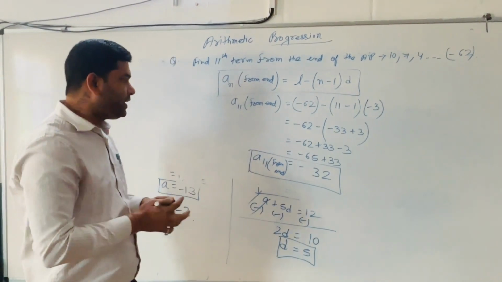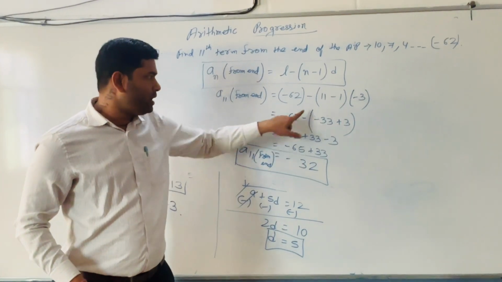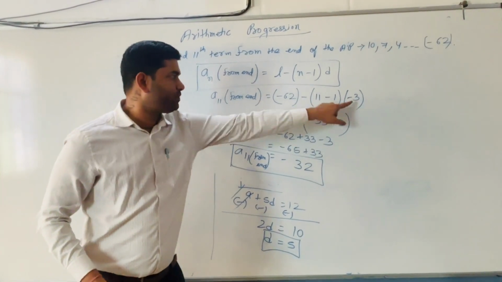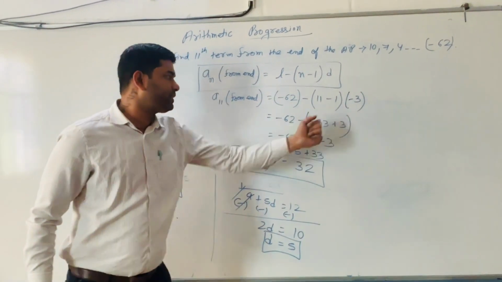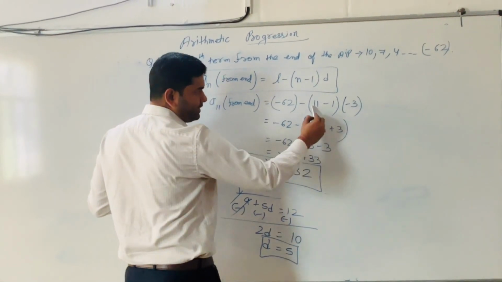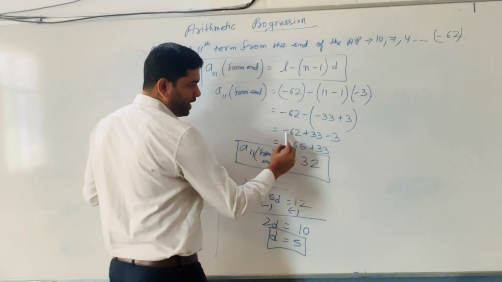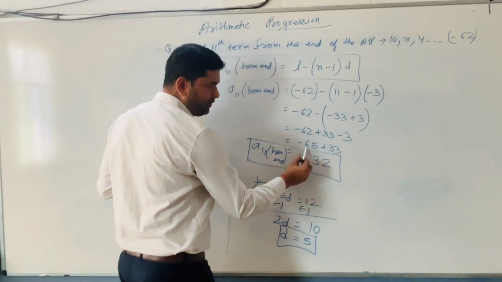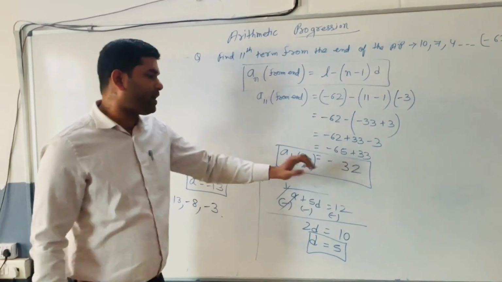Simply what we have done, we have used the formula here, and the value of L is minus 62, minus (11 minus 1) times d. d is 7 minus 10, that is minus 3. If you multiply them, minus 33 plus 3, simplify them, you will get minus 62 minus 3, minus 65, and plus 33. Then we can easily simplify and you will get the answer as minus 32.